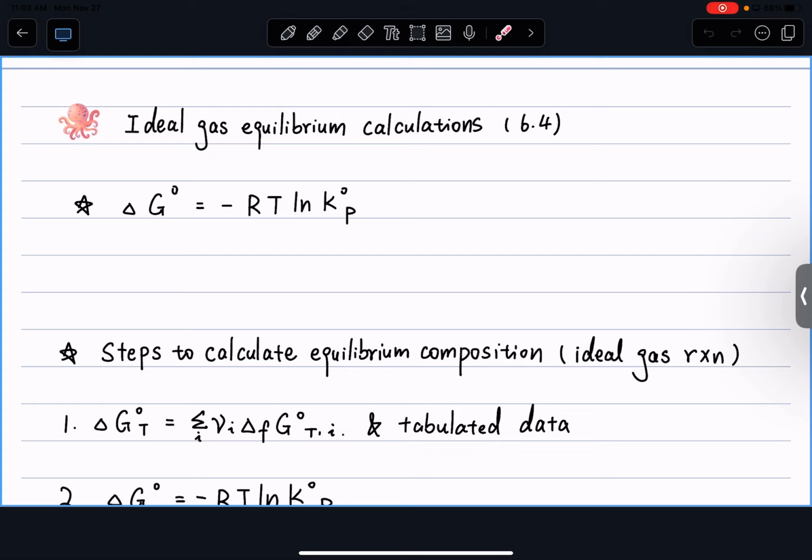So a quick refresher on what we learned in our last lecture. This is the fundamental equation we derived: delta G naught, the standard Gibbs free energy of your reaction, equals negative RT times the logarithm of your standard equilibrium constant. Your standard equilibrium constant, K naught P, is defined as the product of your partial pressures at equilibrium divided by the standard state, each raised to the power of its stoichiometric coefficient.